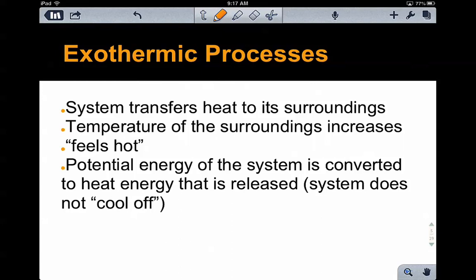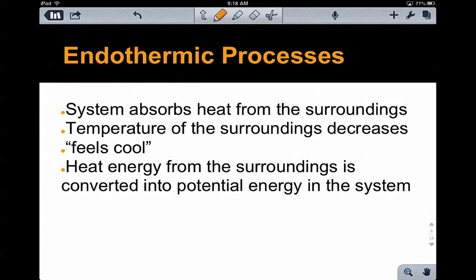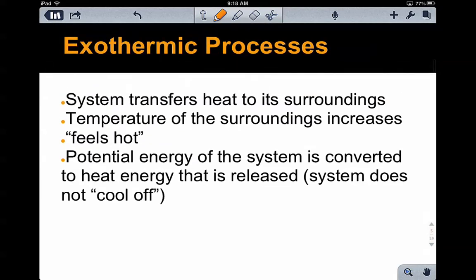You have two possibilities for what a reaction is going to do as far as heat is concerned. You can either have an exothermic process, or you can have an endothermic process. So just to give you a quick introduction to both of those, and then also an introduction to a diagram that's going to help you determine whether the reaction is actually endo or exothermic.